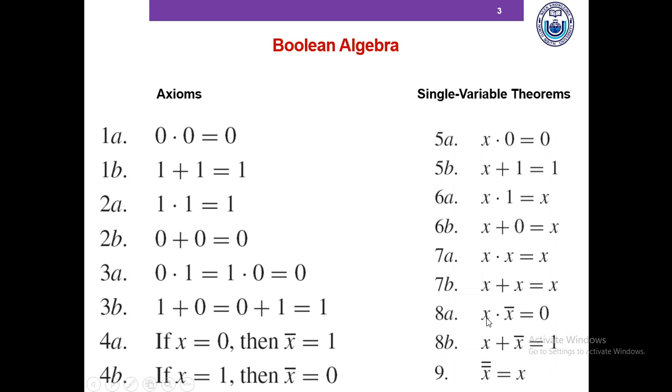Next, x AND x bar is equal to 0. If x is 0 or 1, x bar will be 1 or 0 respectively. So if one of them is 0, the other will be 1, which means 0 times 1 will be 0. The exact same case holds for the OR version: if one of them is 0, the other will be 1, which is why we end up with the expression 0 plus 1, and we know from axiom 3b that 0 plus 1 is equal to 1, so you have 1 on the right hand side. And single variable theorem 9 is basically saying that if you double invert, or double complement, a variable, you end up with the original variable.